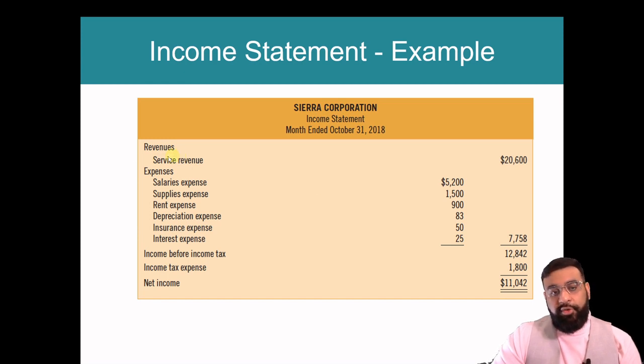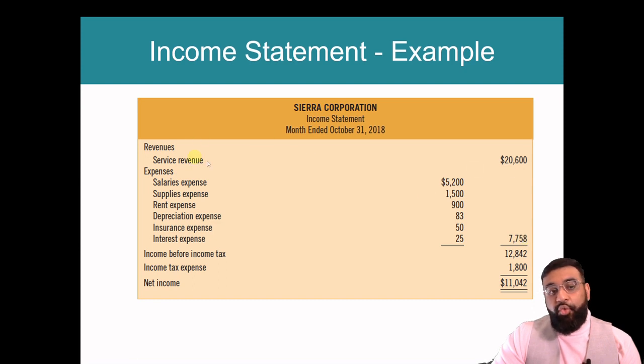Then we have expenses. So we have salaries expense of 5,200. We have supplies expense, rent expense, depreciation expense, insurance expense, and interest expense. So these are all costs incurred, consumed, or used up in our business, the cost of doing business in order to help us earn our revenues. As you can see, we have multiple expenses, which go into the subtotals column. Now, all of these added together gives us 7,758. So 5,200 plus 1,500 plus 900 plus 83 plus 50 plus 25 is 7,758.